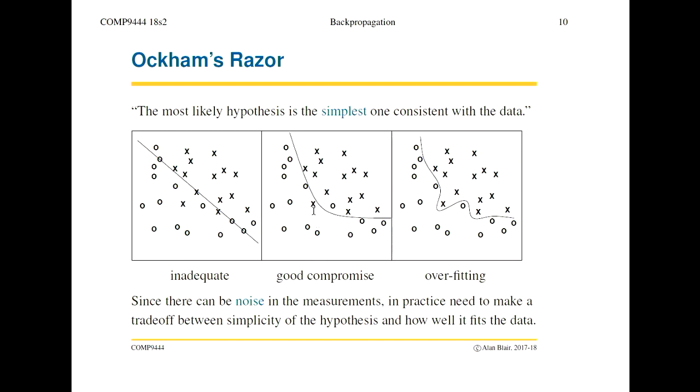So it's an issue about compromising between the simplicity of the model and how well it fits the data. So this thing fits the data reasonably well. It makes a couple of errors, but it's relatively simple. Now we call this Occam's razor.